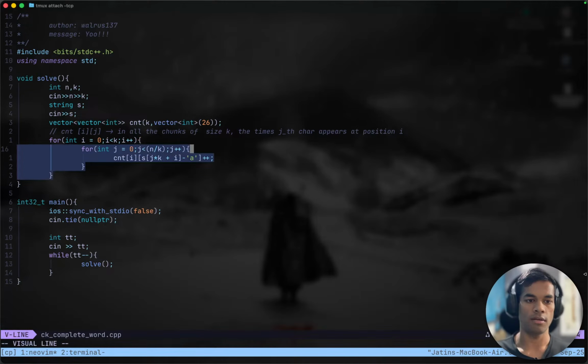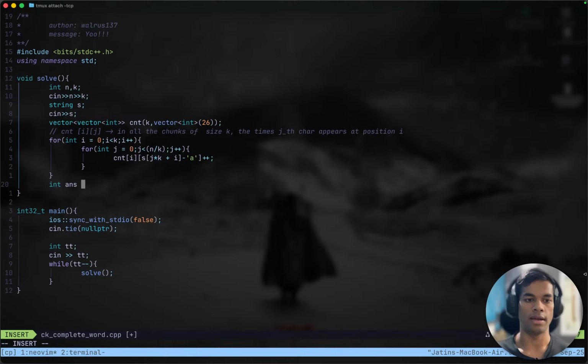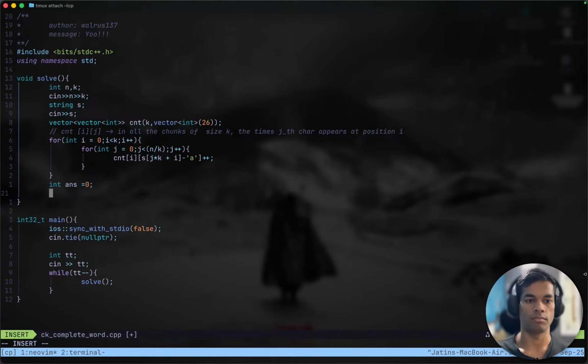Now, the time complexity for this thing is n. And now answer equals 0. Now for int I equals 0, I goes smaller than K by 2 and I plus plus.